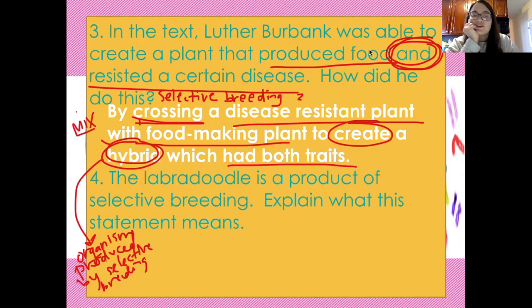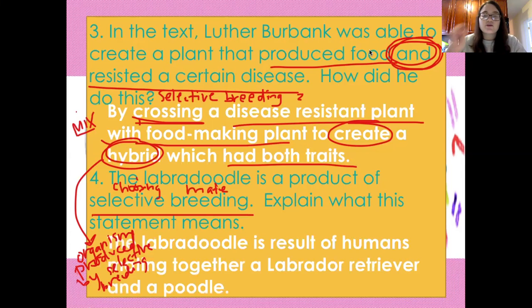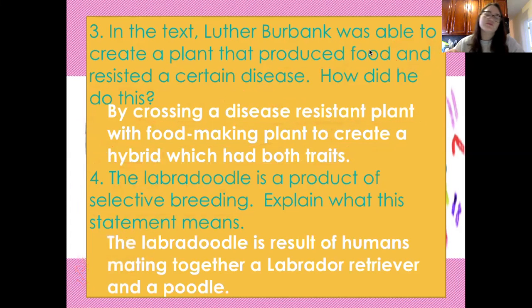All right, number 4, we talked about this. The Labradoodle is a product of selective breeding. Explain what this statement means. So we've talked about selective breeding. We know that this is talking about choosing what animals or plants mate. So choosing mate. And what you need to write down is that the Labradoodle is a result of humans mating together a Labrador Retriever and a Poodle. I know that my writing covered this up a bit, so I'm going to take it off for a minute so you can write that down. The Labradoodle is a result of humans mating together a Labrador Retriever and a Poodle.